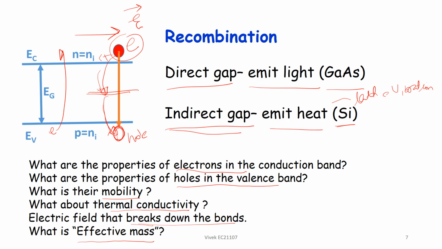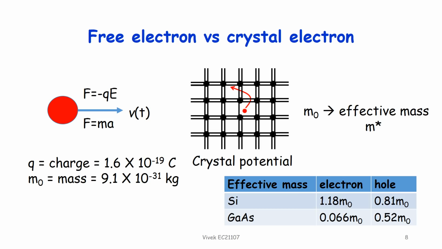What happens? Let's see. If you see a free electron here, you apply a force. How do you apply it? You apply a field here, E. So force will be minus Q times E, and force will give rise to acceleration, so F will be M times A. Here M is M naught, and M naught is 9.1 times 10 to the power minus 31 kg for a free electron, and charge is 1.6 times 10 to the power minus 19. So from this you can easily get acceleration will be minus QE divided by M naught.